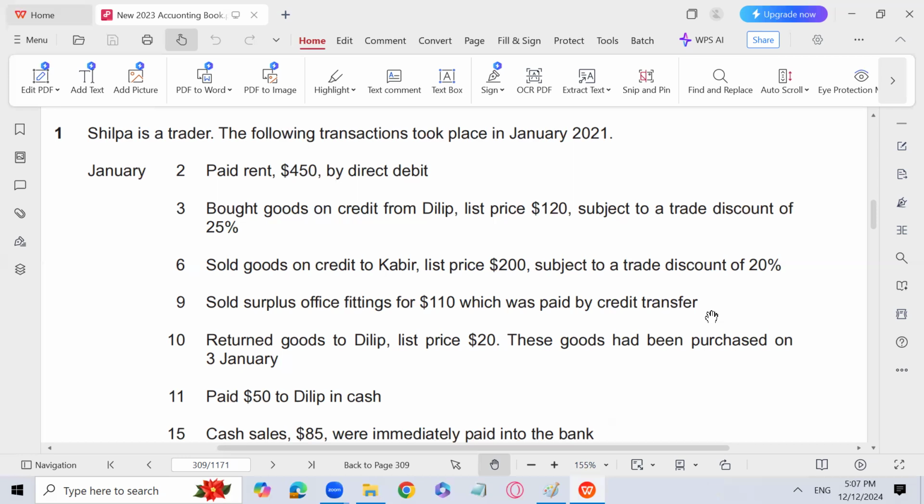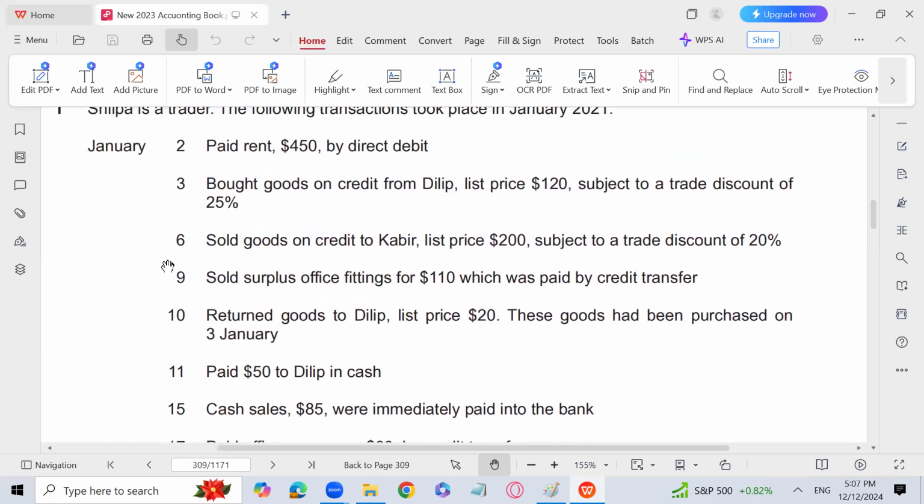Sold surplus office fittings on January 9 for 110, which was paid by credit transfer. It means that we have sold a non-current asset and we are getting the amount through the bank. So bank is going to be debited, and office fittings, a decrease in asset, is going to be credited. So bank debit, office fittings credit, and it will go in the cash book.